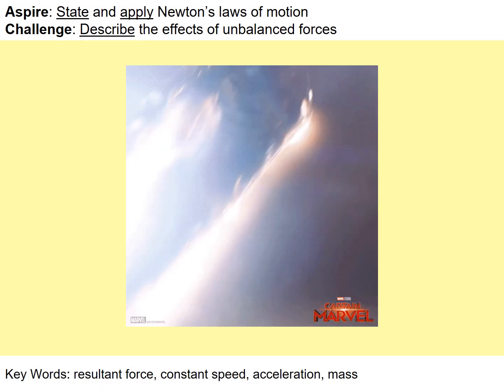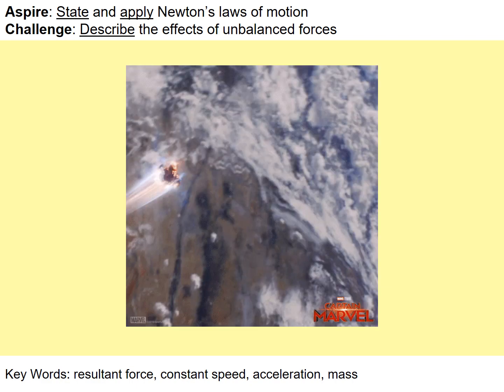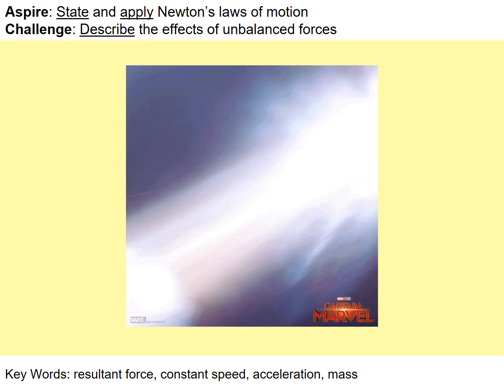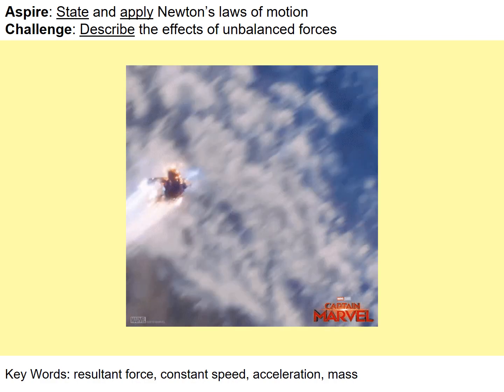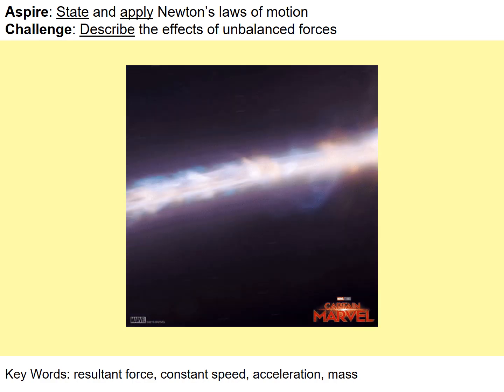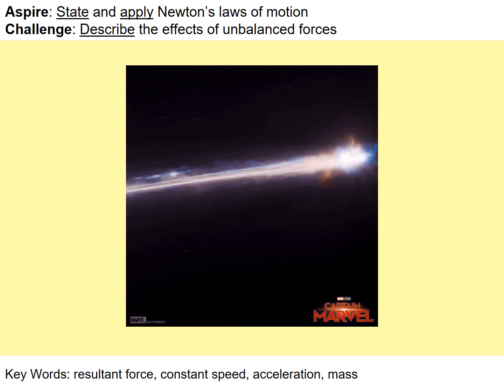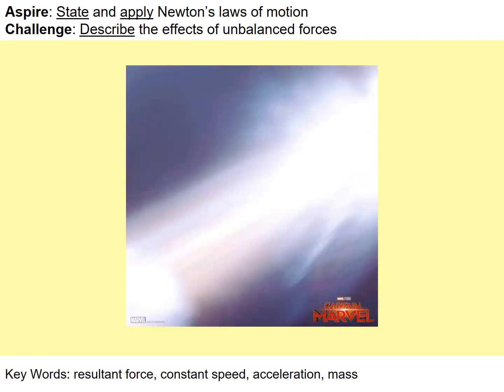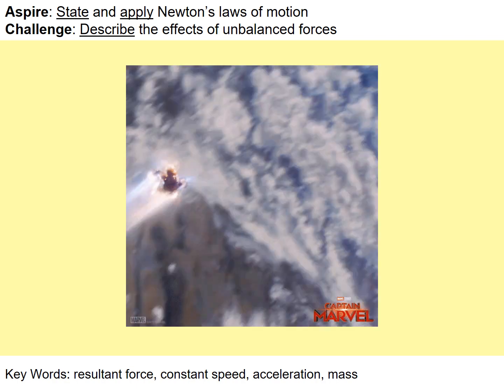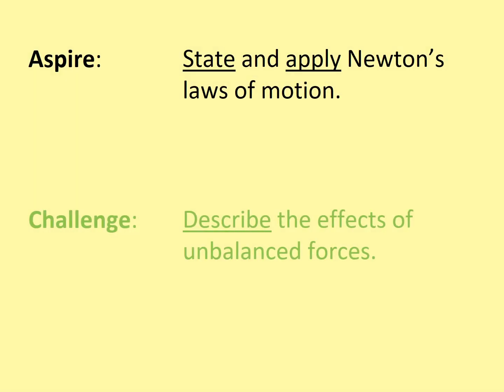However, at this point in time, Captain Marvel's forces are not balanced. They are unbalanced. Her thrusters are producing a much larger force than the force of weight on the Earth, so she would speed up. So that's the effect of unbalanced forces. If they are unbalanced, they will make you speed up or slow down. But if they are balanced, then they will make you stay at the same speed or stay stationary.